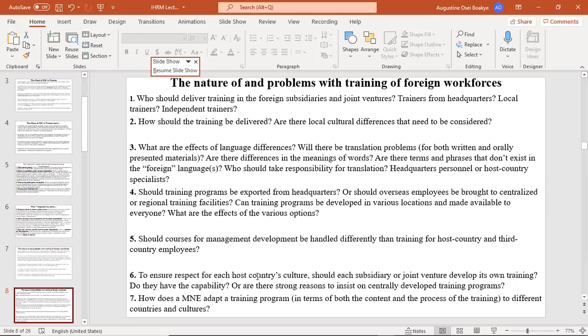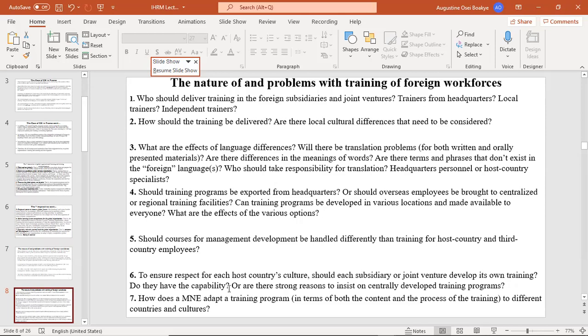To ensure respect for each host country's culture, should each subsidiary or joint venture develop its own training? Do they have capabilities? That is, do they have the experts that can actually develop and administer at the subsidiary level, and how will that be consistent with the corporate strategy? Or are there strong reasons to insist on centrally developed training programs?